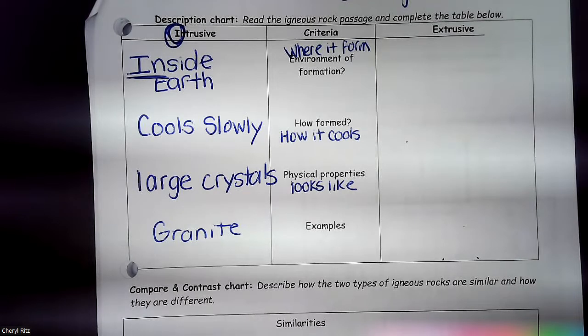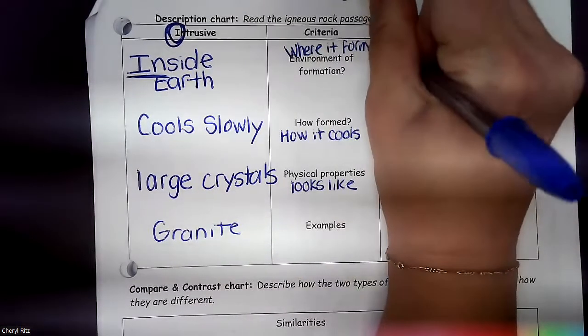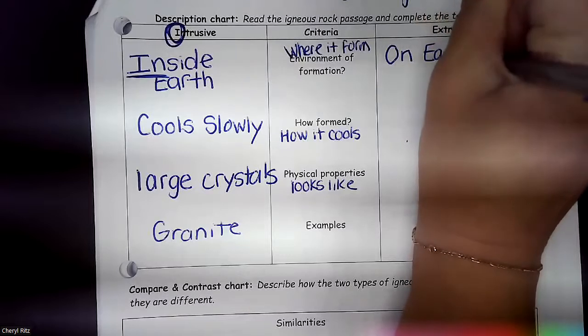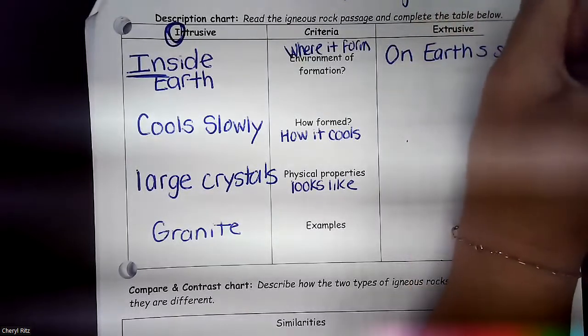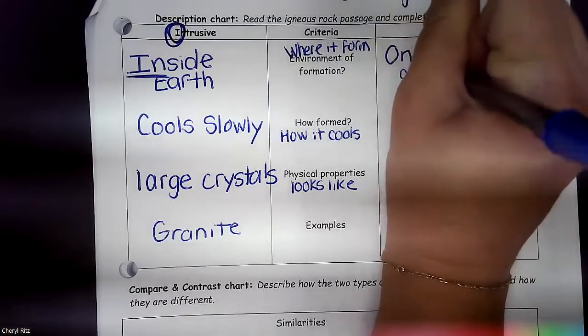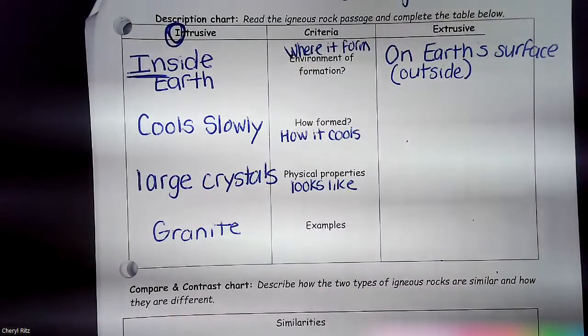Extrusive. Now here, don't fall for the same trick. Where do they form? At the Earth's surface. Carter said on the outside. That's another way of thinking about it. So if you want to say they cool on the outside.